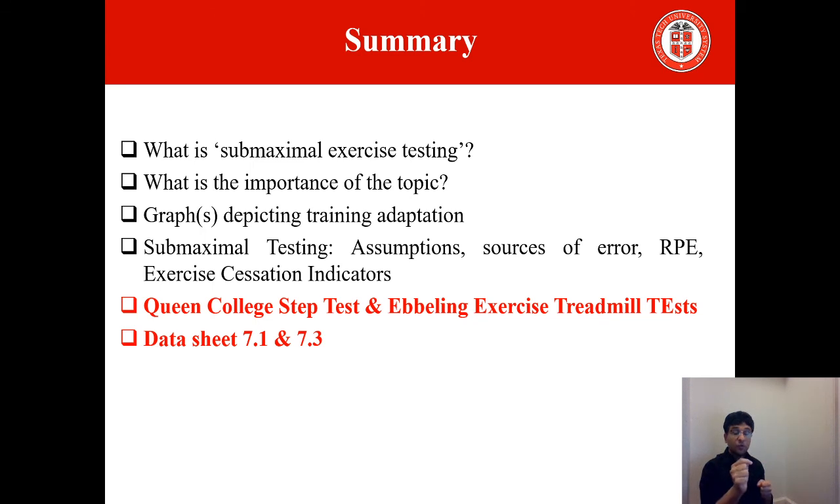I told you some of the sources of error which can be possible once somebody is exercising on a step test or doing a treadmill test. I've talked about the RPE scale which you will use, and I have repeated many times the indications to stop the exercise test. Then we have discussed the two big tests which we are going to perform in the lab today, the Queens College step test and the steps for the Ebbeling exercise treadmill test. And I walked you through the data sheets 10.1 and 10.3, and I hope that you will be able to fill in all these data sheets and details without much difficulty.